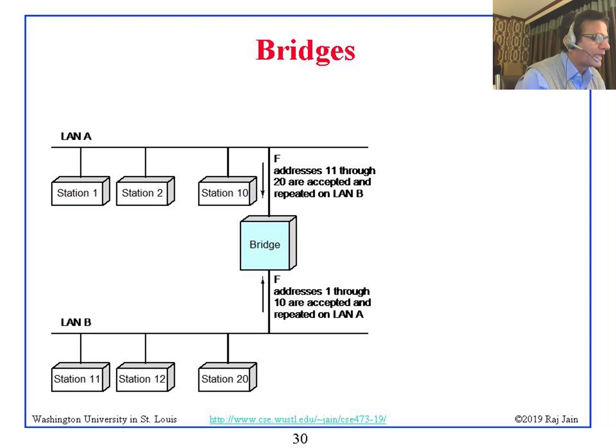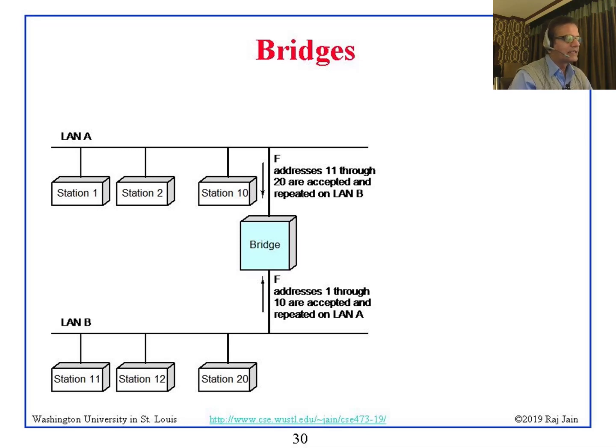Now, what is a bridge? Basically, when you have two Ethernets, and let's say you are done with your 2.5 kilometers and you want to go to another Ethernet, then you connect with a bridge. What I have shown here is two local area networks, LAN A and LAN B. With a bridge, they will look like just one Ethernet, one local area network. So station 1 can talk to station 20 or 11 or 10 as well as it can talk to station 2, 3 and 10.